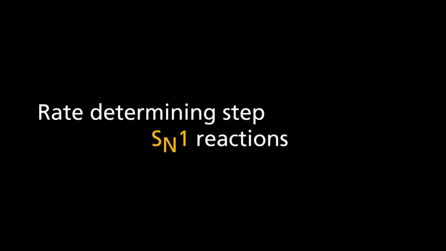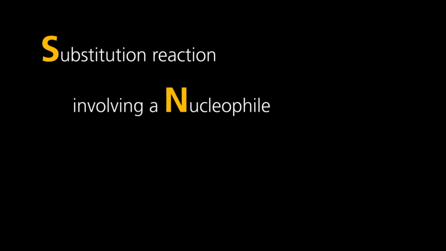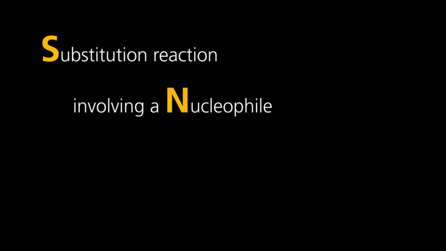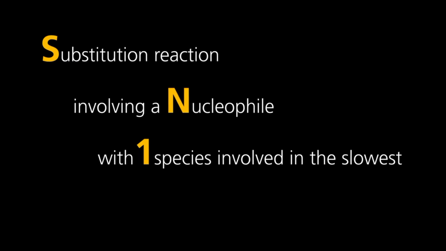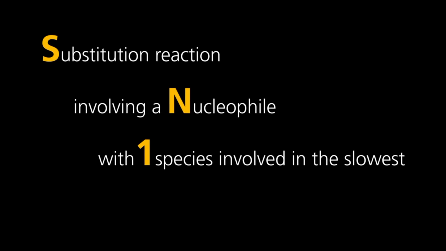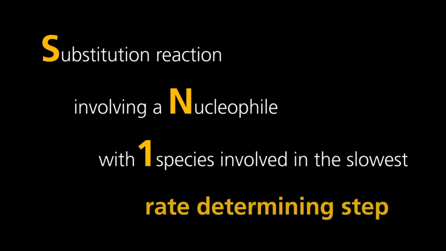Tertiary halogenoalkanes undergo SN1 reactions, where S indicates a substitution reaction is occurring, N indicates that a nucleophile is involved, and 1 indicates that only one species is involved in the slowest rate-determining step.